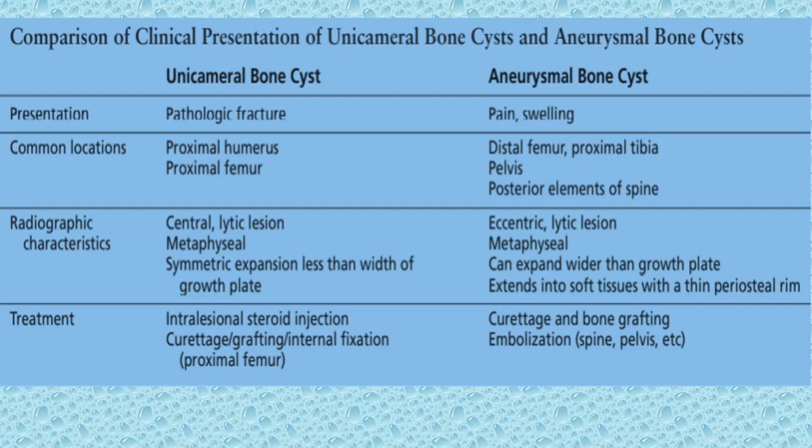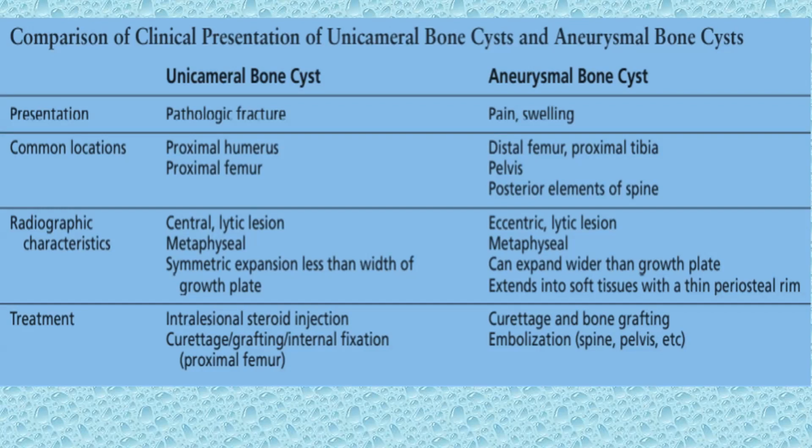In an aneurysmal bone cyst, they have pain from the very start and swelling. The common locations of the unicameral bone cyst are the proximal humerus and proximal femur. I have reviewed several of these cases, and they start first being proximal, very close to the physis. In aneurysmal bone cyst, the common location is the distal femur, proximal tibia, pelvis, and posterior elements of the spine.